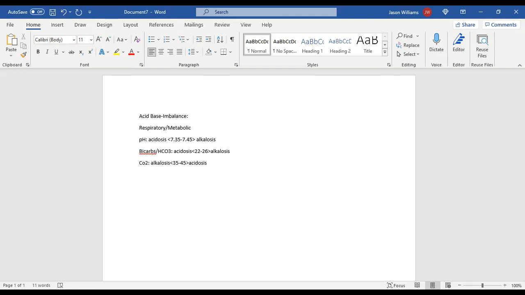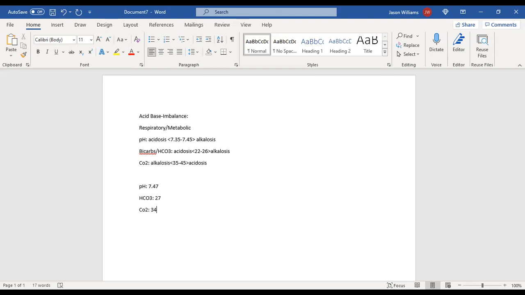So how will patient results actually present? You will see patient results come in where it's saying pH is 7.47, HCO3 might be 27, CO2 is 34.